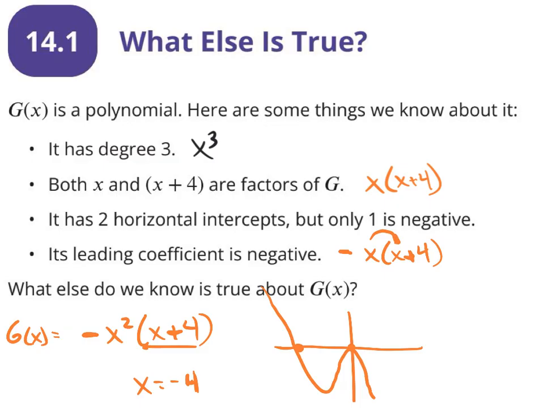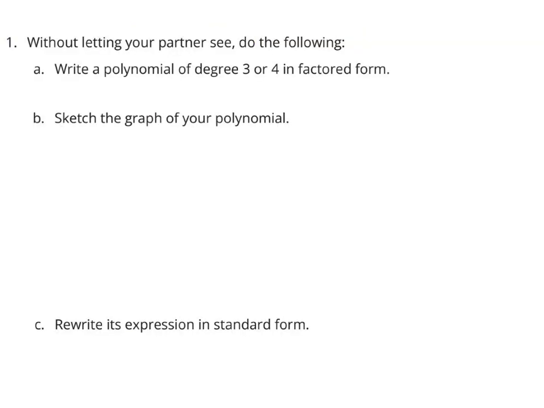If we put the multiplicity at the x plus 4, then it would double back and then come back down. So something like that. I don't know which one, but you pick it, make a decision, and that is the answer to that one. Now with this one, what you're going to do is work with a partner.